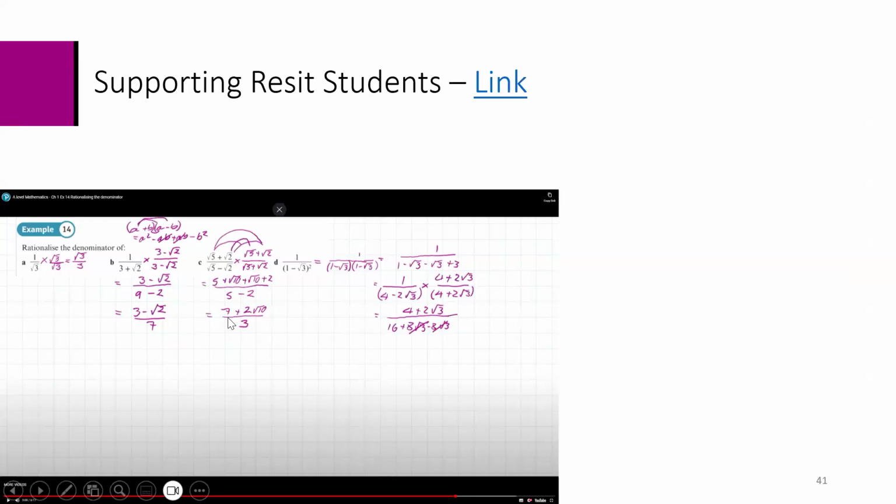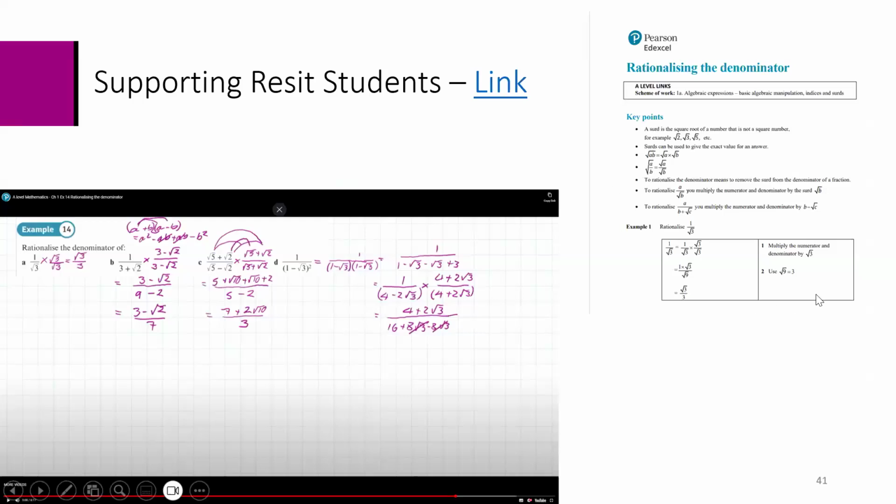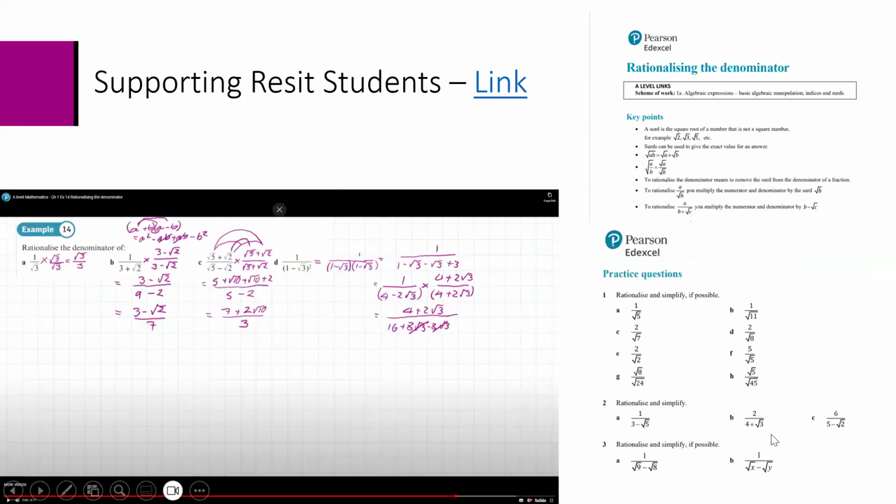So this one's on rationalizing. And then to go along with that, there is a worksheet which has examples and then questions. So you can use this in many different ways, whether it's boosting intervention in Year 11 or crossover work or intervention in Year 12 to make sure the students have got those skills.